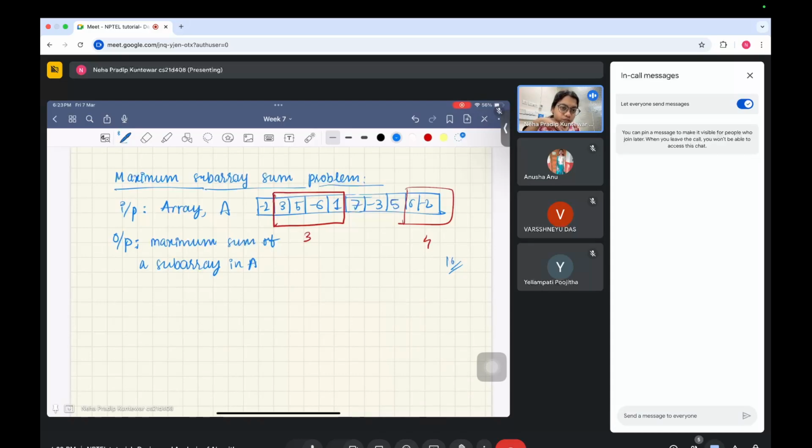Anusha, Pujita, and Varshinu, I think. Sorry if I'm pronouncing it incorrectly. So, if you have any thoughts, then please interact. That would help me present better.